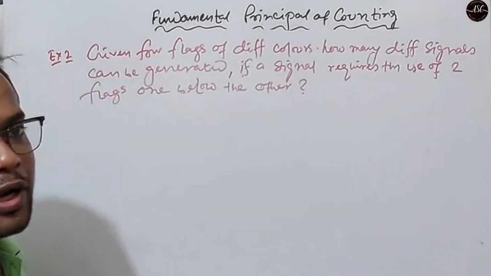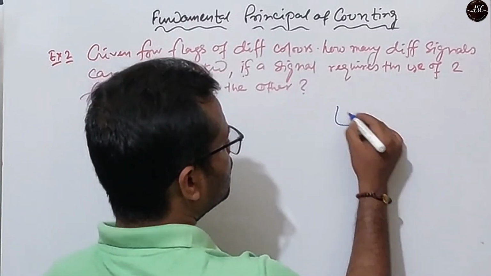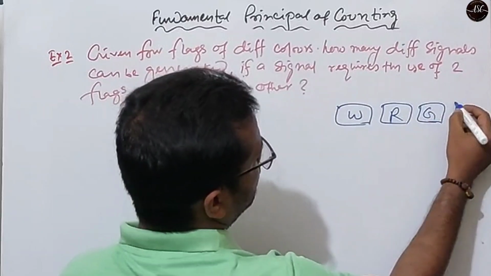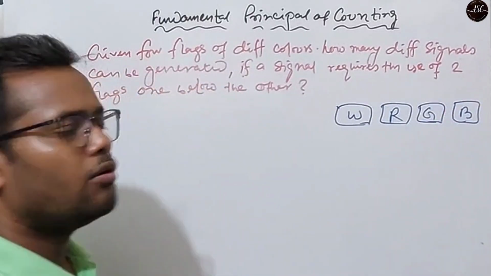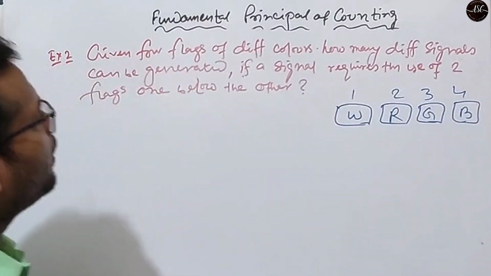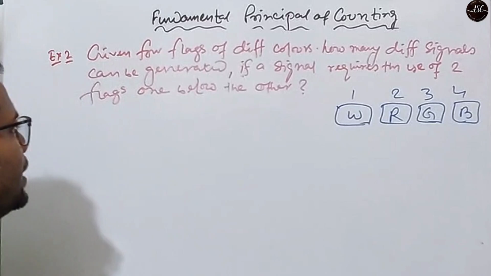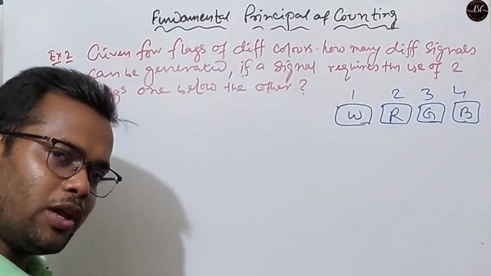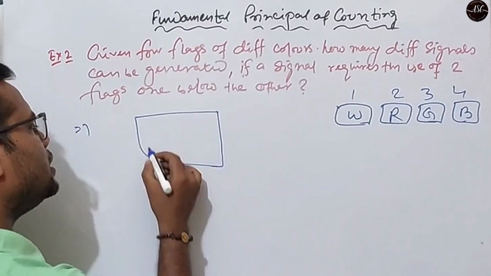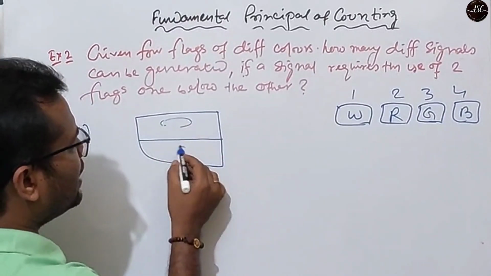Just look at this example. Given 4 flags of different colors. Just draw: this is white, this is red, this is green, and this is black. There are 4 colored flags, 1, 2, 3, and 4. How many different signals can be generated if a signal requires the use of 2 flags, one below the other? The required signal is like this: there is a color, then there is another color.